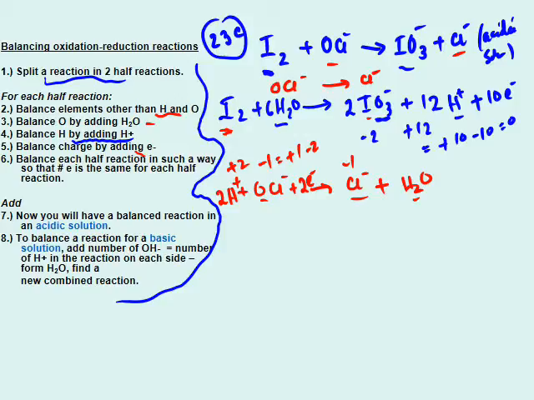So I'm done with both half reactions, but before I add them together, I need to make sure we balance each half reaction in such a way that the number of electrons is the same for each half reaction. First half reaction, I have 10 electrons on the right side. In other words, given off. You think of it this way: the reaction not only forms products, it also forms 10 electrons. And the second half reaction shows that it absorbs 2 electrons.